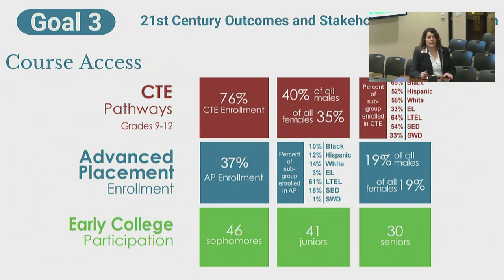Course access addresses opportunities outside of the standard math, English, social studies, science. So we have CTE pathways. 76% of our students are enrolled in those pathways. Advanced placement, 37% of our students are enrolled in AP courses. And then early college, you can see by year. So 46 sophomores, 41 juniors, and 30 seniors are enrolled in that program.